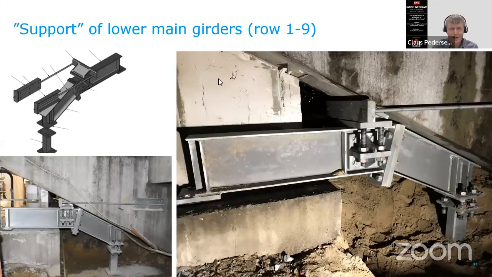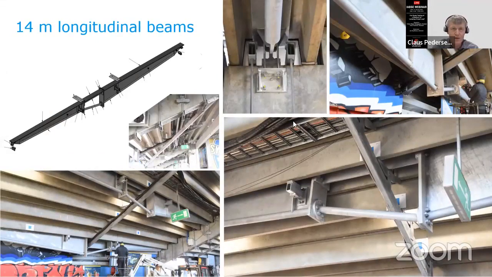Then there was this kind of odd support below the lower main girders, and this support is actually not active for normal loading. It's only some kind of, should we call it, extra safety measure, meaning that if the loading on these beams would be really, really large, then you would actually have an extra support here. And finally, the 14 meter beams, they do have a quite odd geometry.